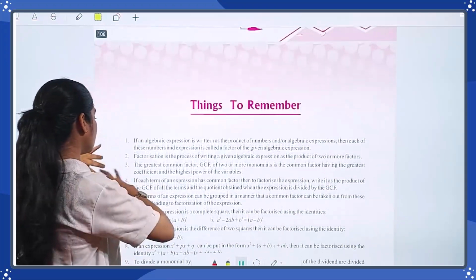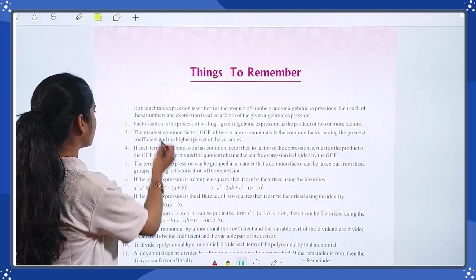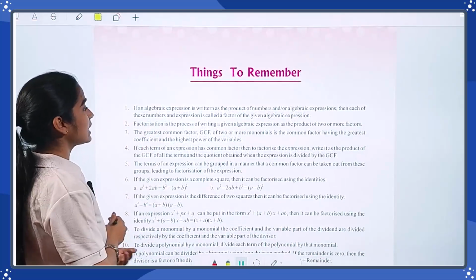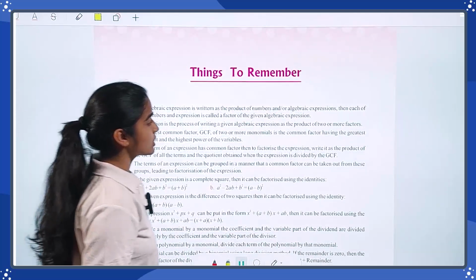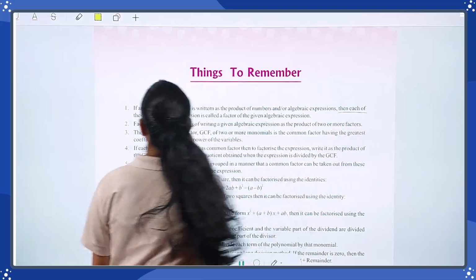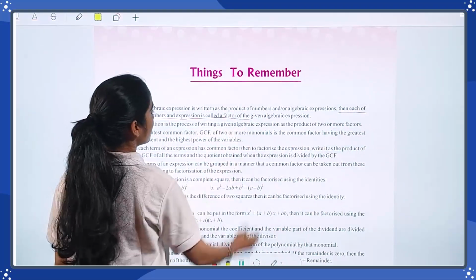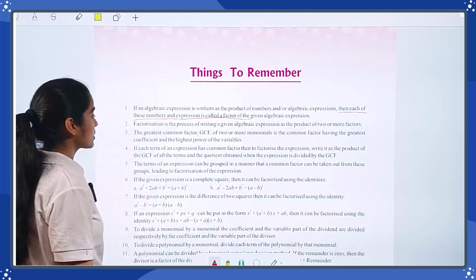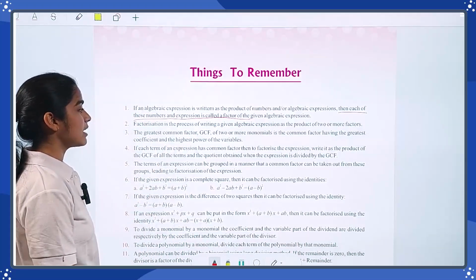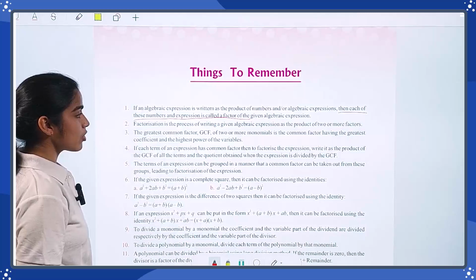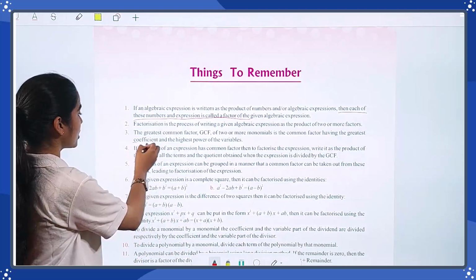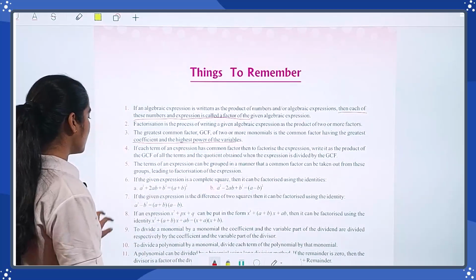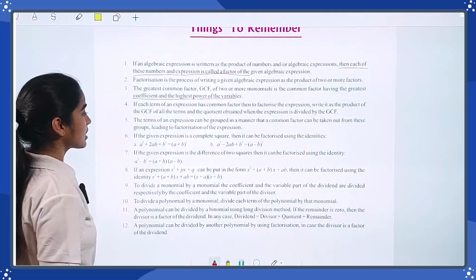We read all these concepts in the whole chapter. If an algebraic expression is written as the product of numbers and or algebraic expressions, then each of these numbers or expressions is called a factor of the algebraic expression. The greatest common factor, GCF, of two or more monomials is the common factor having the greatest coefficient and the highest power of the variables.